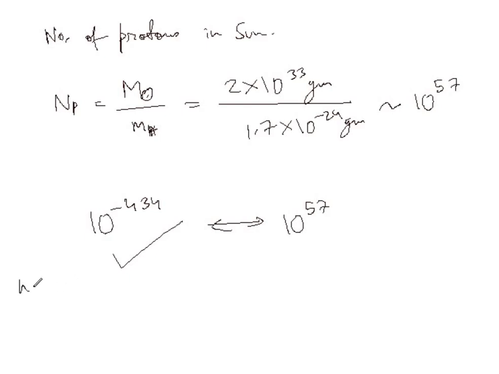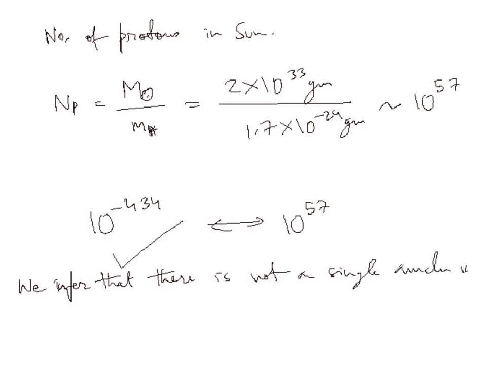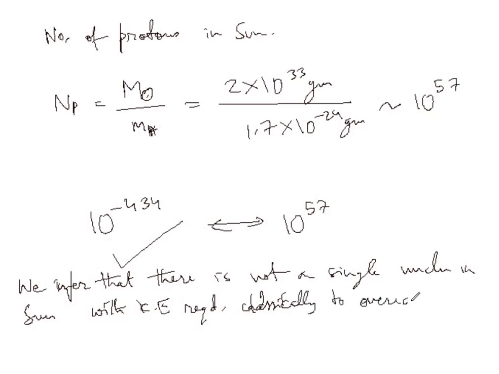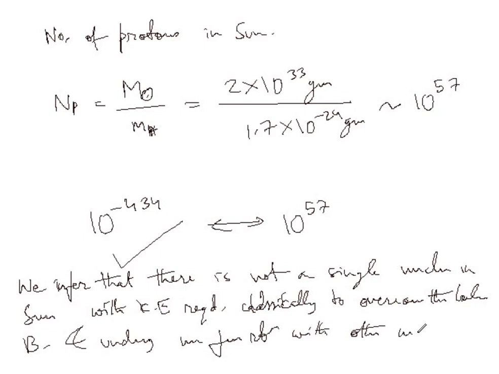So this means that we infer that there is not a single nucleus in the sun with the kinetic energy required classically to overcome the Coulomb barrier and undergo a nuclear fusion reaction with another nucleus, right?